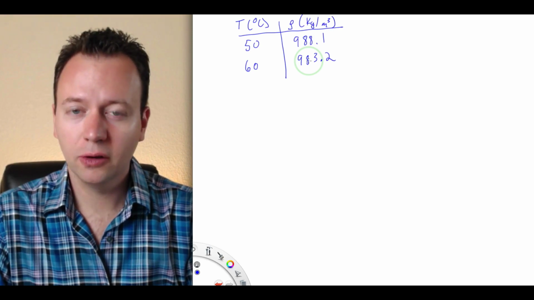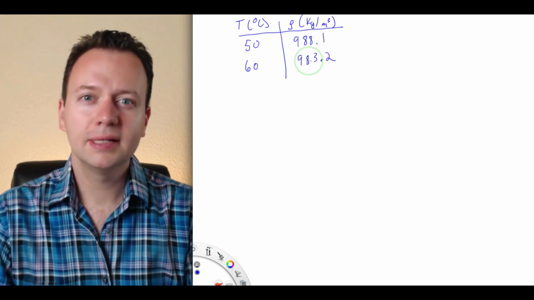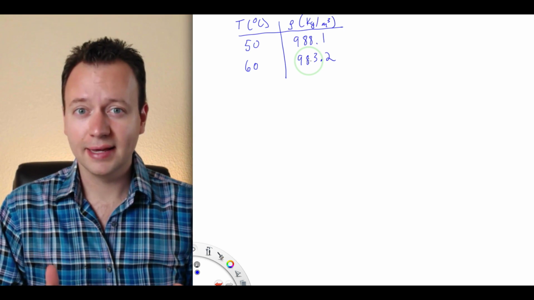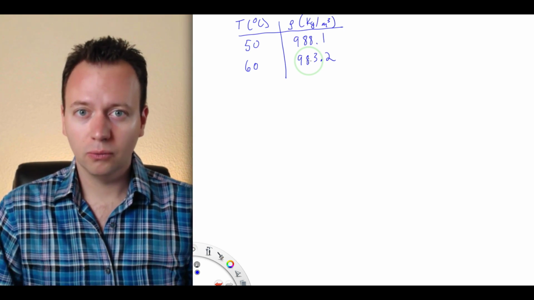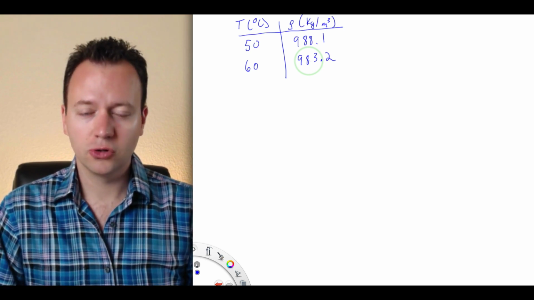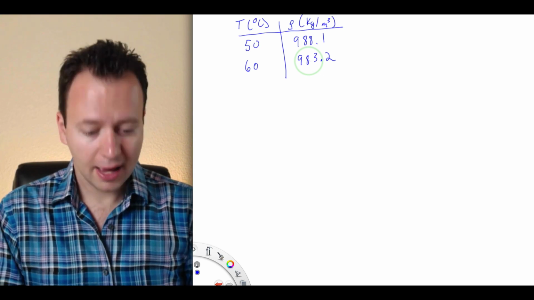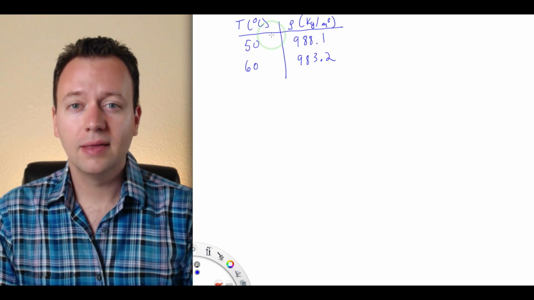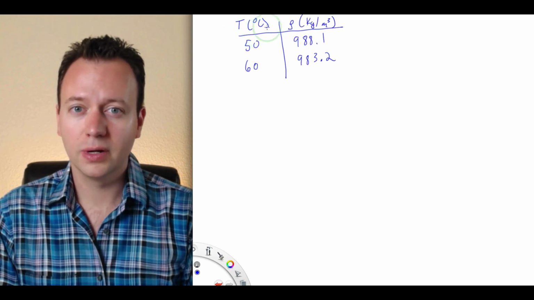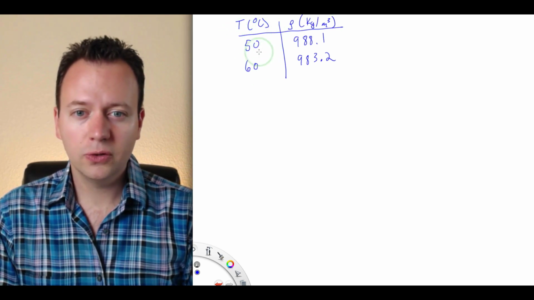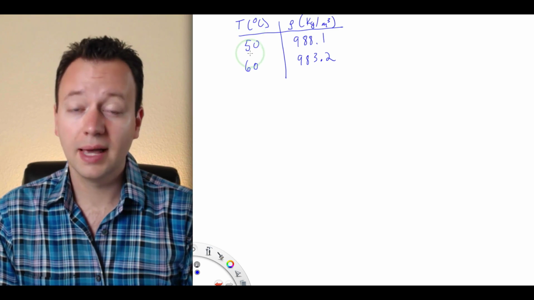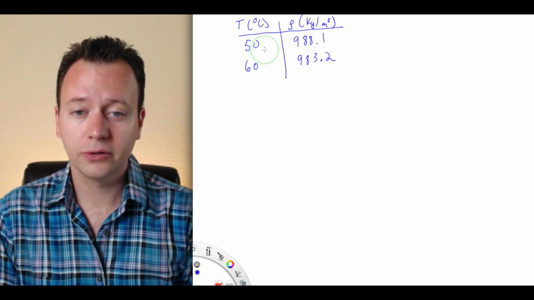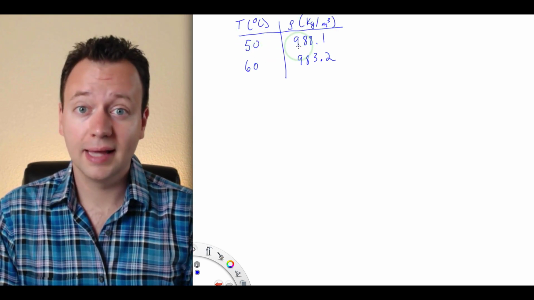Next, we're going to be taking a look at another example. So in this example, we'll be exploring the density of water as a function of the temperature. And we'll be using SI units, so density will be recorded in kilograms per cubic meter, and the temperature will be recorded in degrees Celsius.